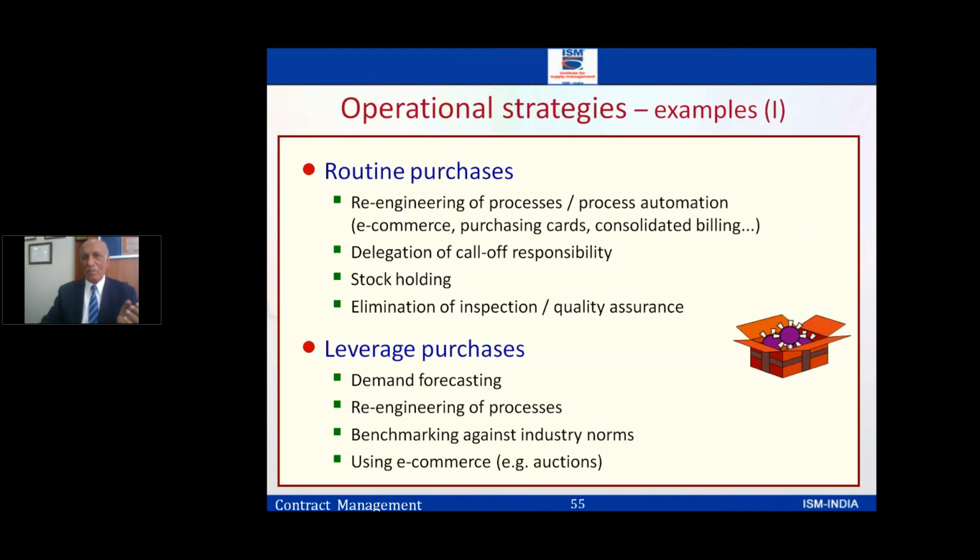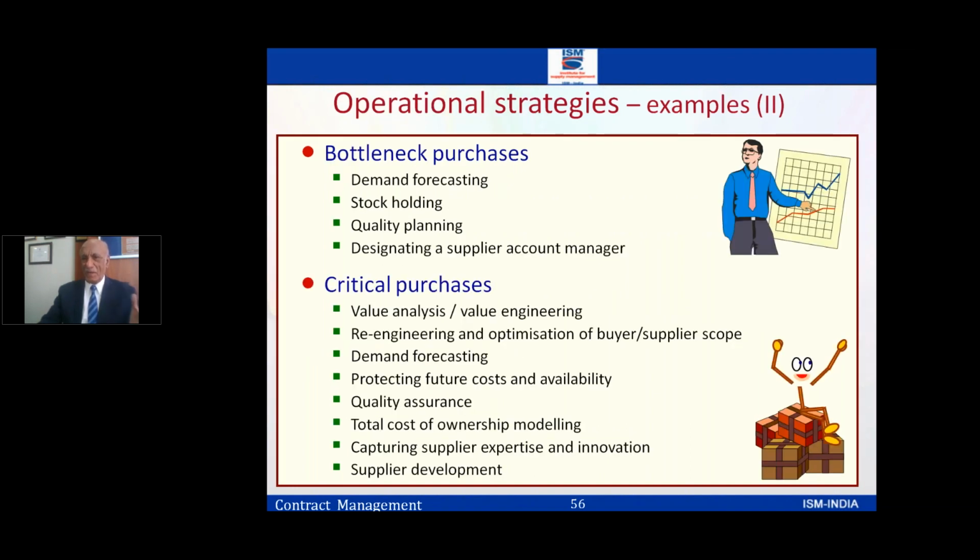Now coming back to the operational strategies around, I think we discussed in the 2x2 matrix the routine items, leverage items, the bottleneck items, and the critical items. So you need a different approach for all four.